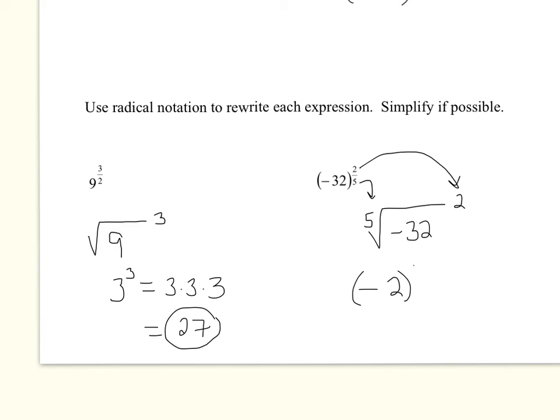So negative 2, but then it's to the second power because of that squared. So negative 2 squared is 4. It is important in this case to make sure it is in parentheses because when you square a negative number, you've got to make sure you're squaring that negative with it.